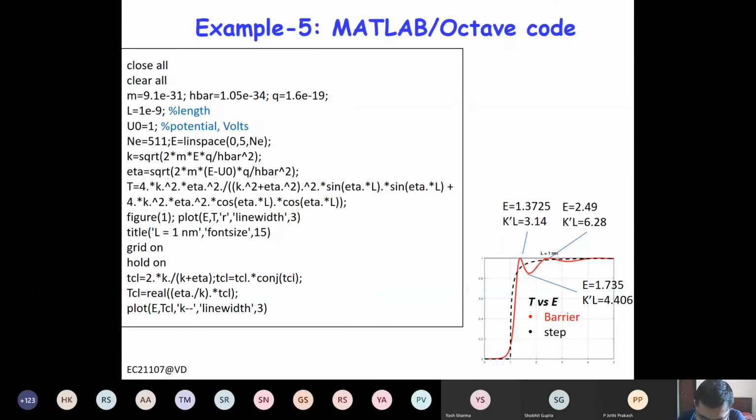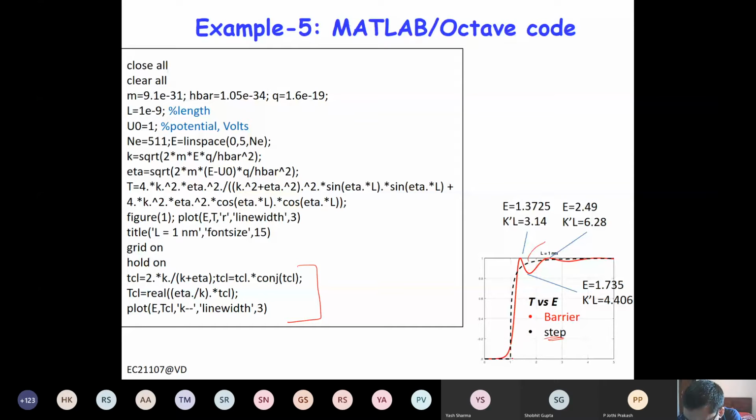So here in the second part of this MATLAB code, I will share the slides with you. The transmission is 2 times K by K plus eta, right? So this is T, and then the transmission coefficient will be K prime by K, right? So that is eta by K. So you see here, this black thing is the step potential, and this is the probability of transmission.